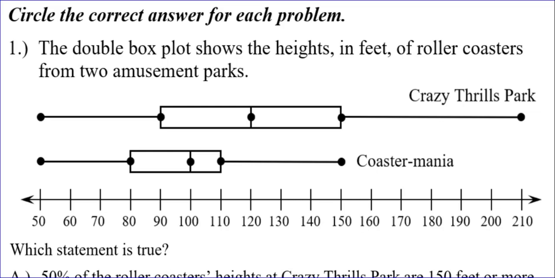Now, I made these 2 parks up. I don't really think these are real parks. I just made them up. We got Crazy Thrills Park. We got Coaster Mania. So we always got to look at the labels. We have to read the sentence to know what we're talking about.